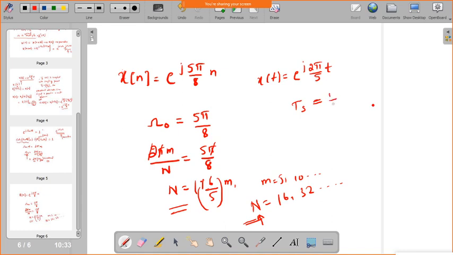and take the sampling period as 1 over 2. Sampling period 1 over 2. Do this problem simply. Whatever we did in the earlier problem, just follow that method and tell me what is the discrete time signal and also the fundamental period. What is x of n and what is the fundamental period? Try to solve this one.